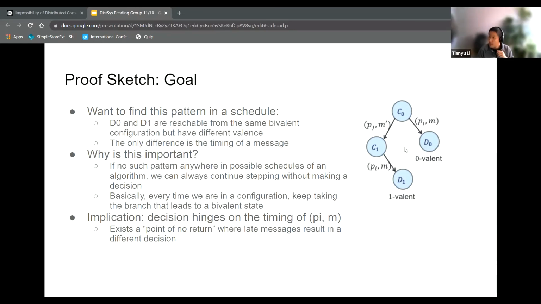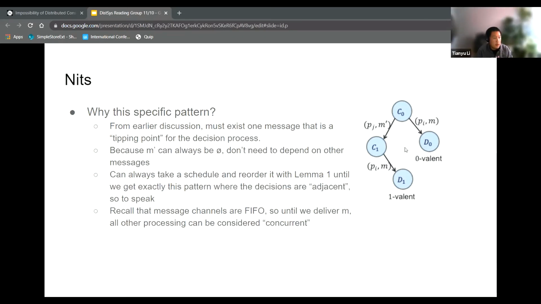Okay, that would probably be very confusing for many people, which is why I think it's a good idea to unpack some of the ideas behind this graph. So why this specific pattern? From earlier discussion, we've shown that for any algorithm to terminate, there must exist one message that is a tipping point somewhere in the decision process. Because M prime here can always be the empty message, it doesn't need to depend on other messages, so there won't be a situation where we can't find this pattern because there aren't enough messages in the buffers. And two, you can always take a schedule and reorder it with Lemma 1 until we get exactly this pattern where the decisions are adjacent.